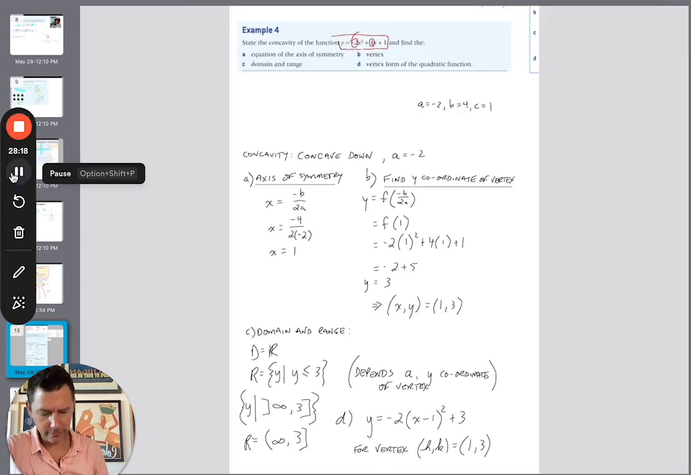I had to do a little zooming. So here's B, it's 4 over 2A, so negative B over 2A. The negative comes from here, and so the axis of symmetry is 1. Okay, great. They asked for the vertex. Well, I know wherever this thing is, the middle is at 1.